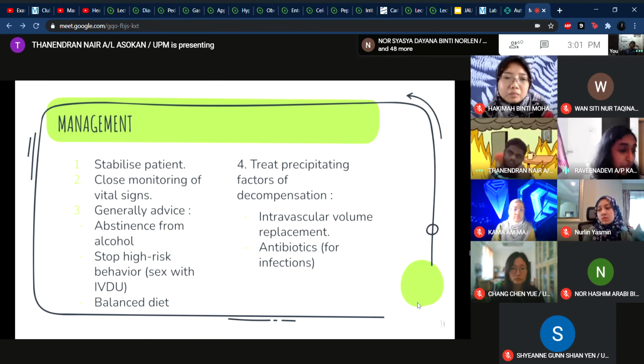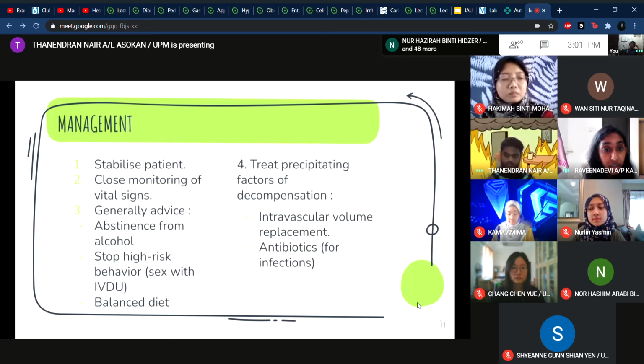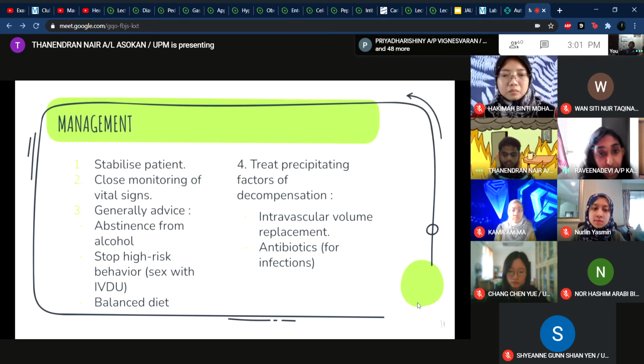As for the management of any jaundice and liver disease, alcoholic liver disease, first of all, you have to stabilize the patient. Look for hypotension or dehydration, always stabilize the patient, and close monitoring of vital signs is required. Other than that, the general advice will be to ask the patient to stop alcohol and also to stop high-risk behavior such as sex with any intravenous drug users. It is also very advisable for the patient to follow a balanced diet.